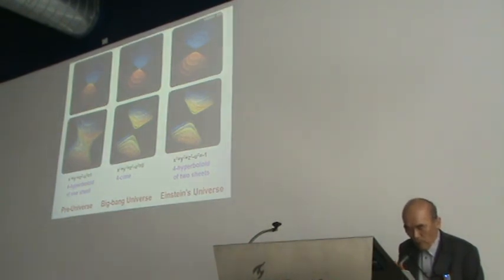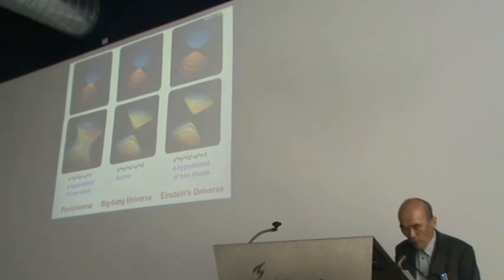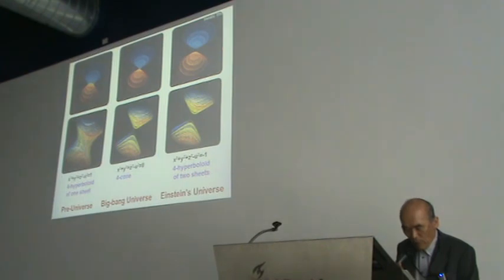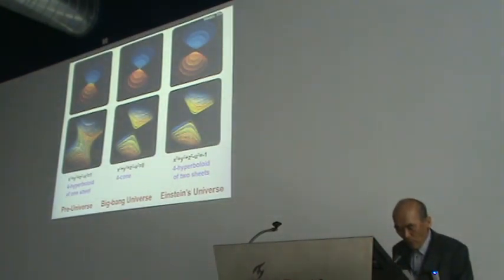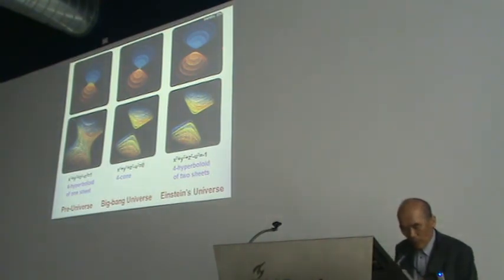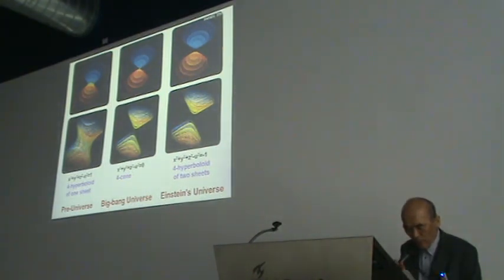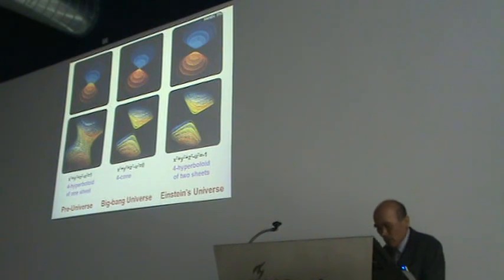This slide shows metamorphosis of the Big Bang universe, upper represented by spherical sections and lower by hyperboloids and cones. Central column, the Big Bang universe, or Einstein's four-dimensional light cone, shown by the equation of a four-dimensional hyperboloid of two sheets. If so, we can imagine the shape of a pre-universe shown by a four-dimensional hyperboloid of one sheet, as shown in left end. It is only my imagination.